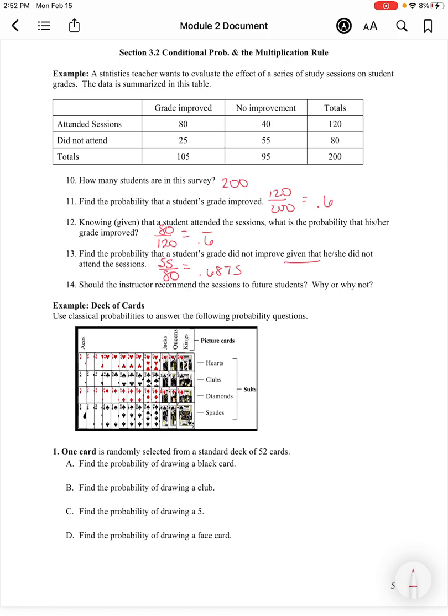Going back to a deck of cards. Again, we're going to draw one card. So the probability of drawing a black card would be 26 out of 52, or 0.5. The probability of drawing a club would be 13 out of 52, or 0.25. The probability of drawing a 5 would be 4 out of 52, or 0.077. And the probability of drawing a face card would be 16 out of 52, or 0.3077.